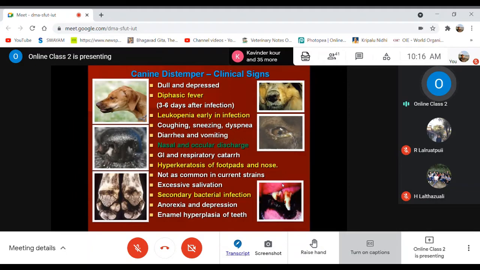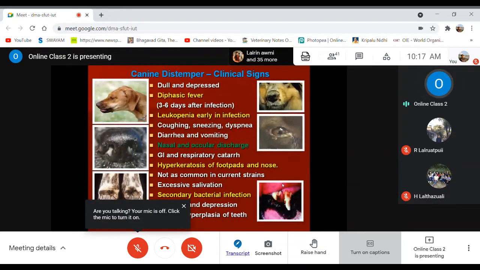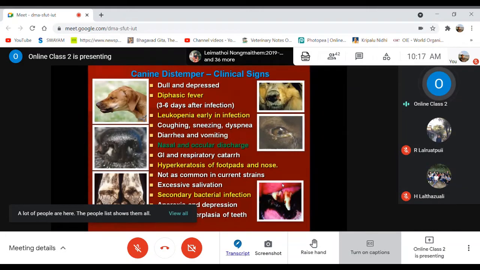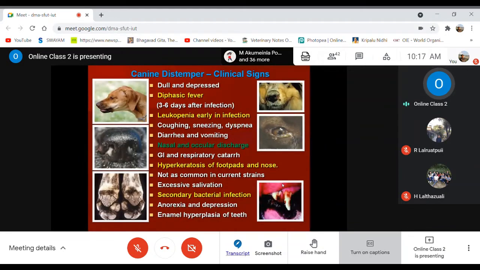Then the dogs will show coughing, sneezing, dyspnea, I mean, respiratory distress or difficulty in breathing. Then diarrhea and vomition, indicating the involvement of the GI tract, nasal and ocular discharges, as well as the respiratory system. A catarrhal inflammatory reaction produces this nasal and ocular secretion, as well as the diarrhea, and all this is catarrhal inflammatory reaction of the intestines, right?